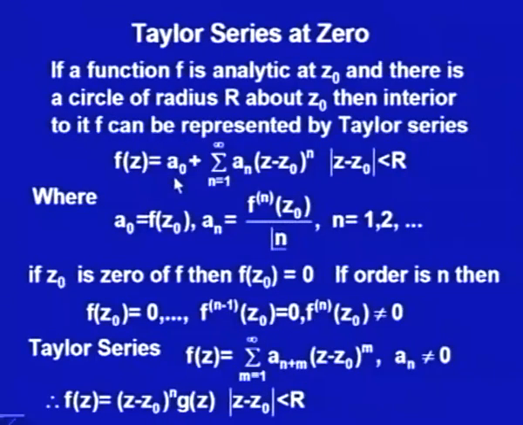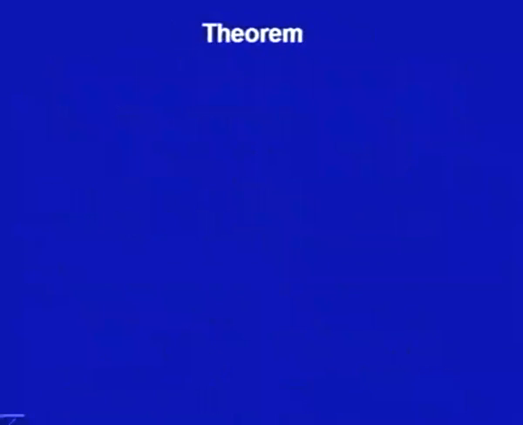What I would get here is a n z minus z naught to the power n plus a n plus 1 z minus z naught to the power n plus 1 and so on. So z minus z naught to the power n I have taken out, then what I would get is a n plus 1 z minus z naught plus a n plus 2 z minus z naught square and so on, and a n is not 0. So g of z naught would be a n, and that is not 0.